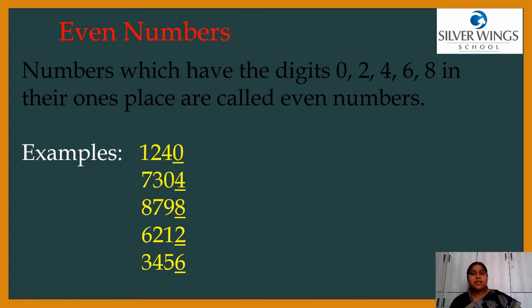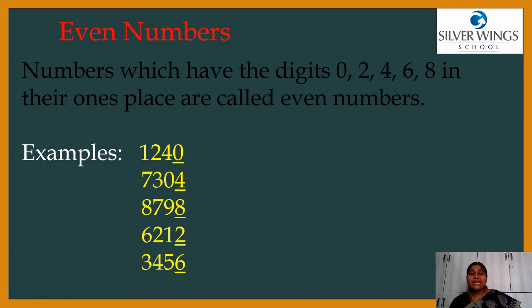How will we know even numbers? Numbers which have the digits 0, 2, 4, 6, 8 in their ones place are called even numbers. You know the two table: 2 0s are 0, 2 1s are 2, 2 2s are 4, 2 3s are 6, 2 4s are 8, 2 5s are 10.